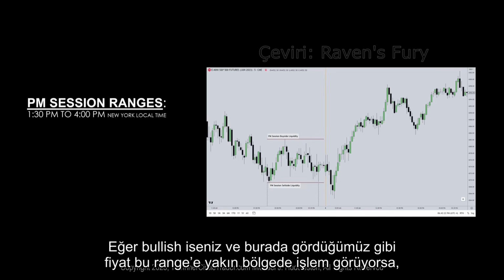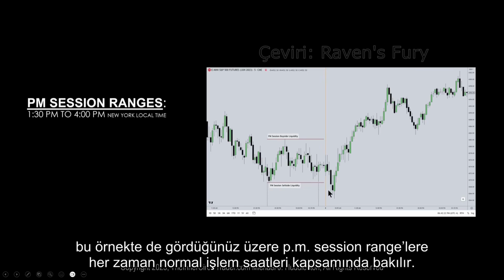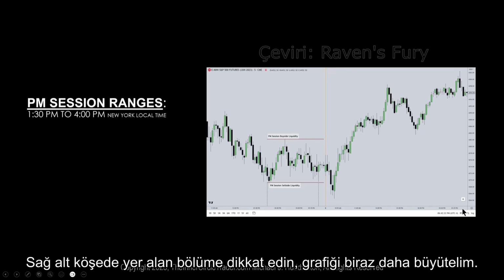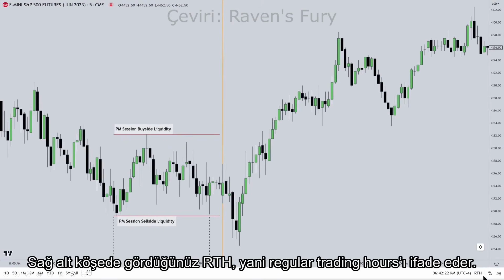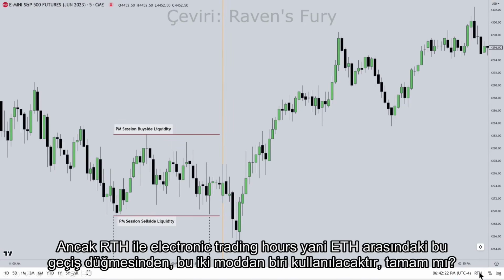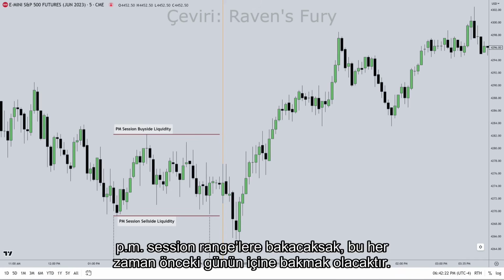If you are bullish, and we are trading in close proximity to that range, as we see in this example here, when we look at PM session ranges, it is always referred to in regular trading hours. Notice this down here in the lower right-hand corner. Let's make the chart a little bit bigger. So down here in the right-hand corner, that RTH, that's regular trading hours. But this toggles from RTH to electronic trading hours, ETH, one or the other is going to be utilized. If we're going to be looking for PM session ranges, it's always going to be into previous day.